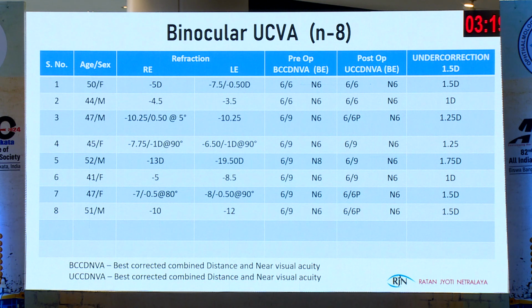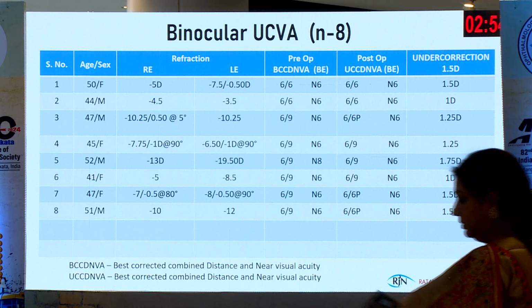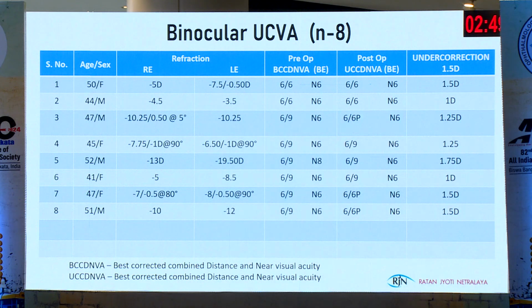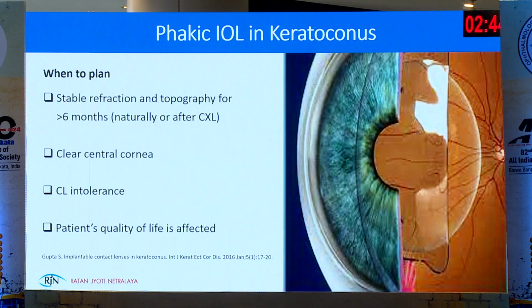And this way we have done almost 16 eyes in 8 patients, with ages ranging from 41 years up to 52 years, and they did not have any cataract. All varieties of myopia were there, from 4.5 diopters up to 10.25, 13, and 19.5 diopters. In all these patients, with one eye undercorrected, leaving 1.5 diopters of myopia, and one eye fully corrected, we managed to give good vision, and they are all quite satisfied.